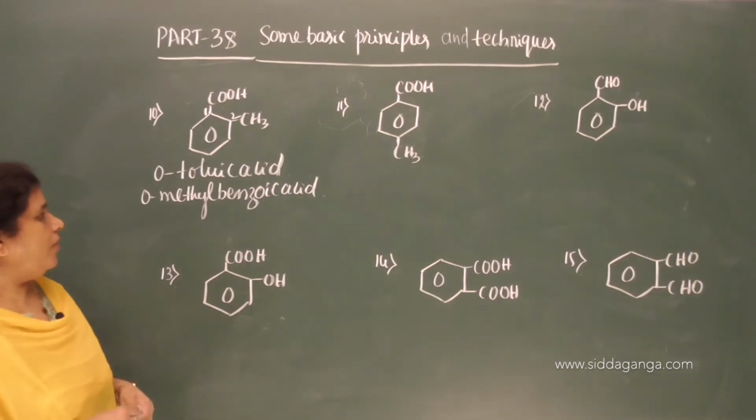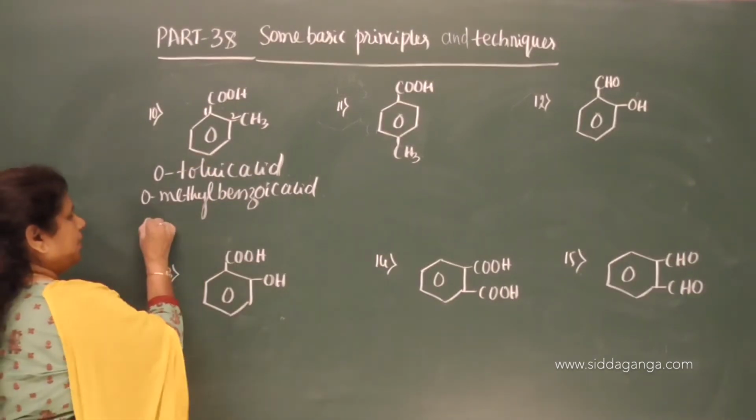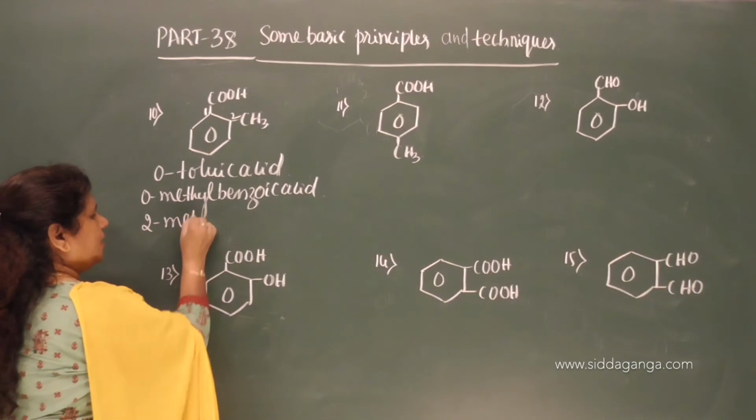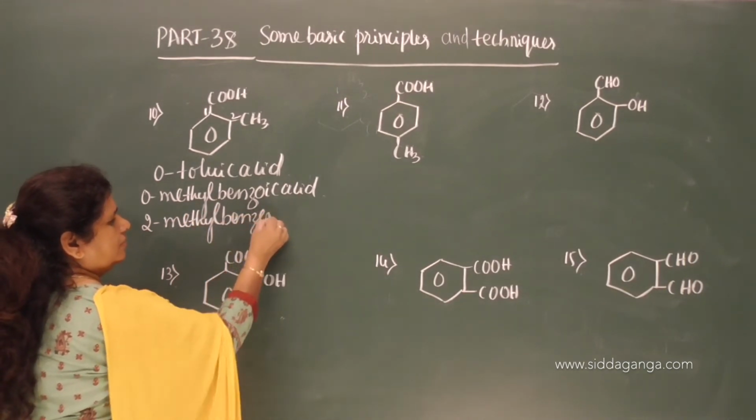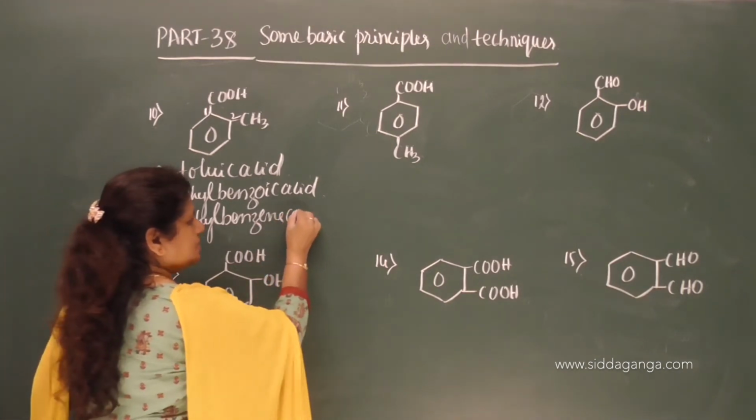Okay. Now, what is the IUPAC name? 2-methyl benzene carboxylic acid.